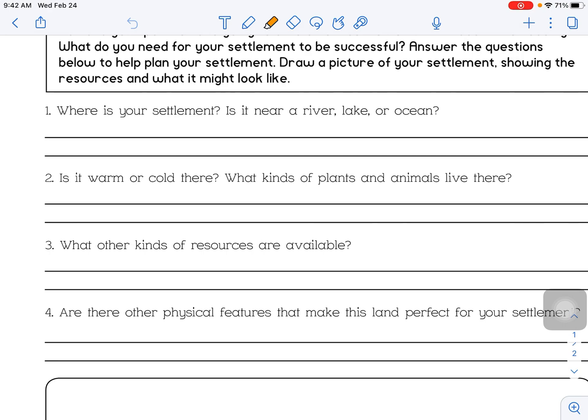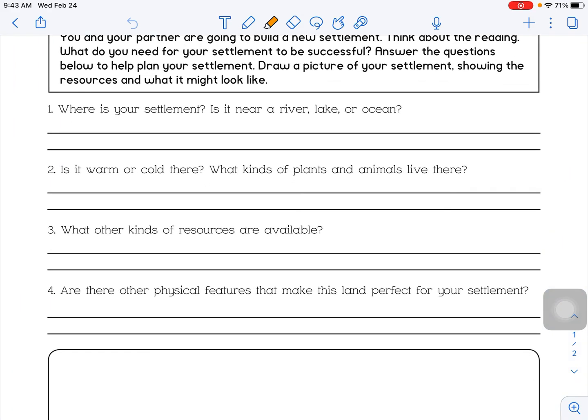So where is your settlement? You're going to decide, is it near a river, a lake, or an ocean? Maybe it's not near any water source. Where is your settlement going to be? But think back to what we just talked about and the examples we gave for the best settlements. Go ahead and put your answer there.